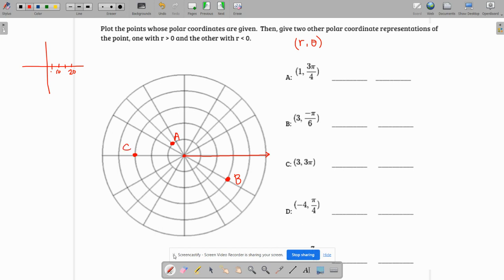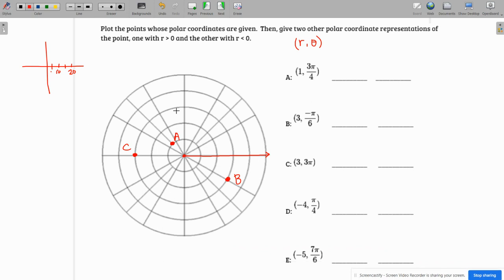The next ones are going to look a little bit different. And if you notice, your r value is actually negative, which seems kind of strange because we talk about how that r value is the distance from the pole out to that particular point. But when your r value is negative, you're going to treat this in a different way. So what you're going to do is the -4, if we were plotting the point 4, pi over 4, we'd be able to do that by saying, okay, here's pi over 4, and then 1, 2, 3, 4 units away, the point would be right here.